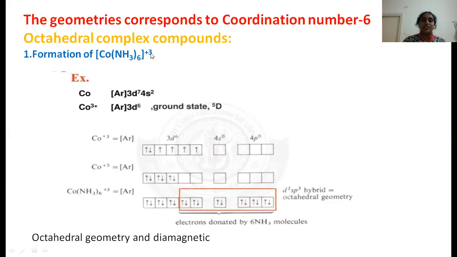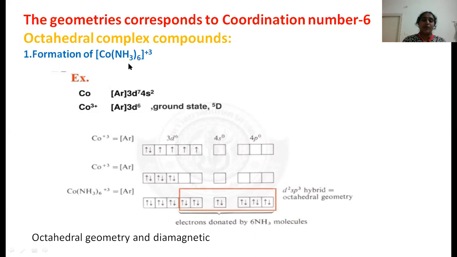Whatever charge is present on the sphere equals the metal oxidation number. So for cobalt plus 3, we have to remove 2 electrons from 4s and 1 electron from 3d, so it becomes 3d6. How do we write the 3d6 electrons here? Total d orbitals are 5; in each orbital we first fill one electron, then we do pairing. So this is 3d6, 4s0, 4p0.